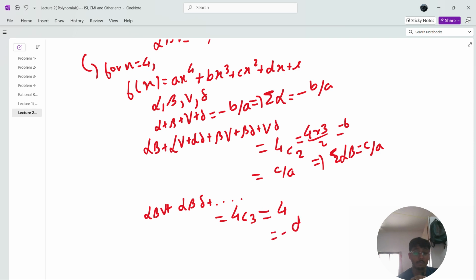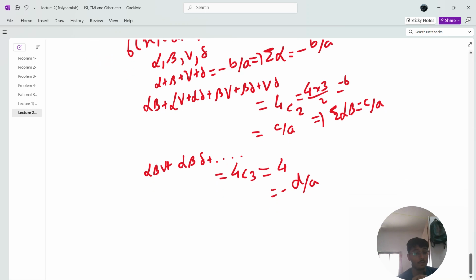This is going to be my d by a, minus d by a, and then I am left with alpha, beta, gamma, and delta. So that is going to be minus b by a, c by a, minus d by a. That is going to be e by a.